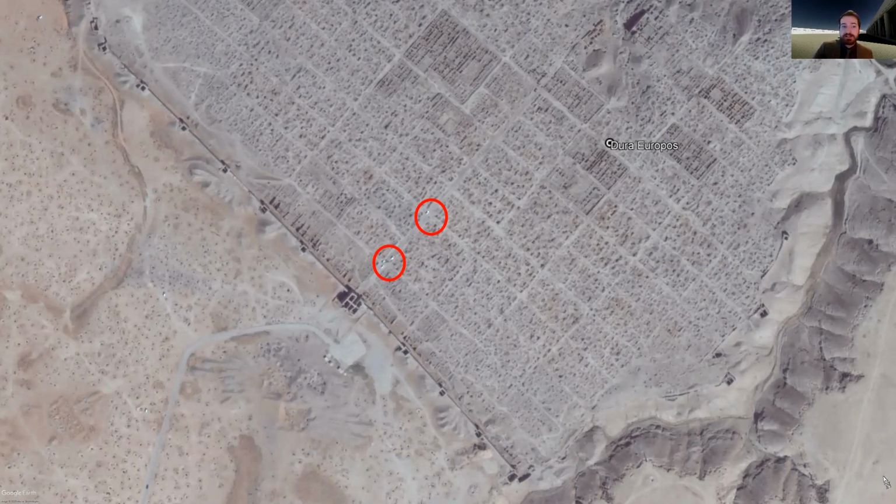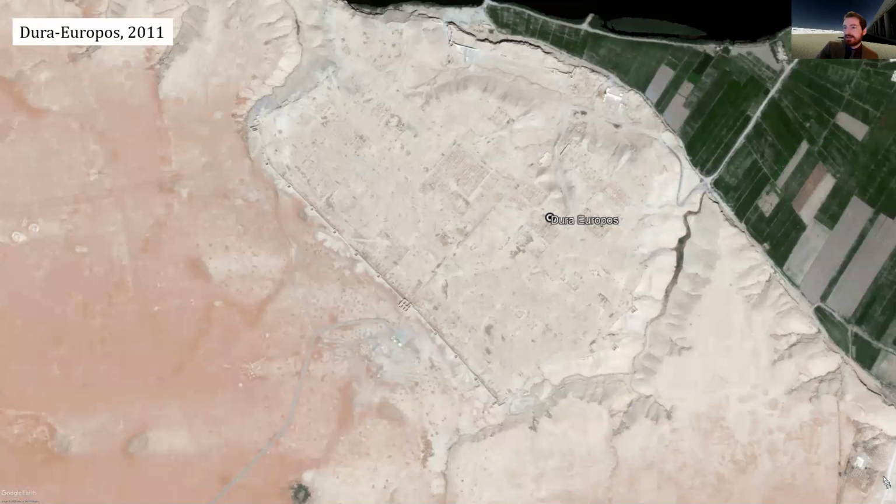Now, one of the real sad things about Dura Europos is that it's located in modern Syria. And this image from 2014 shows a couple of trucks, these white trucks that are located all throughout the site. And these are trucks that were run by ISIS. And this shows that ISIS came in and started to loot massive amounts of goods to sell on the black market from Dura Europos.